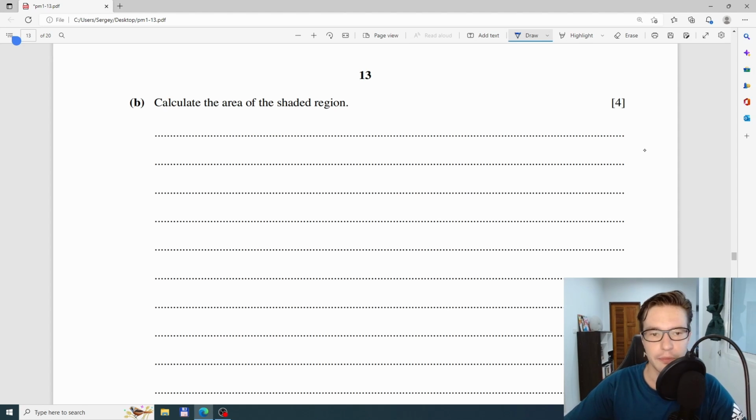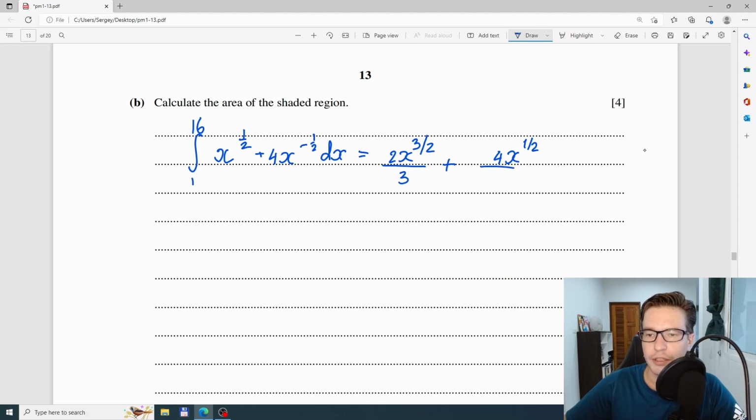First, I'm going to start with the integral from 1 to 16 of the curve, which is x to the power of 1/2 plus 4x to the power of minus 1/2 dx. Integrate. That gives me 2 times x to the power of 3/2 over 3 plus 4. Increase the power of x by 1, so it's a half, divided by 1/2, which is the same as times 2 over 1. And all of that is from 1 to 16.